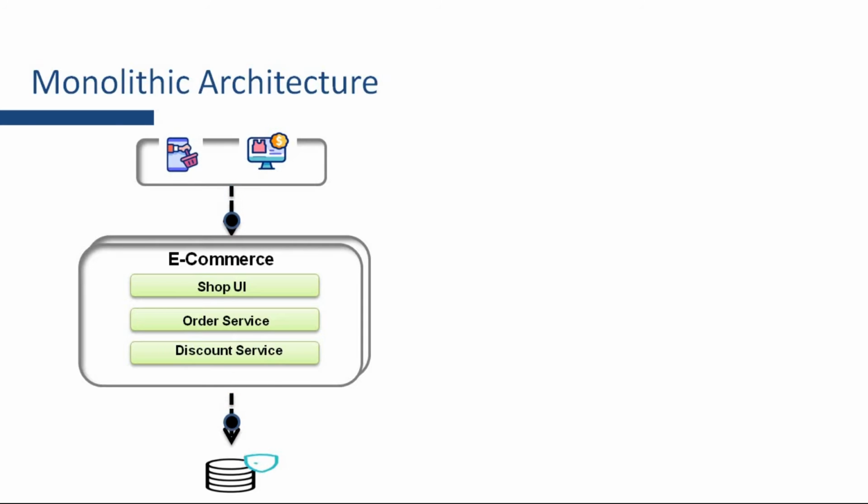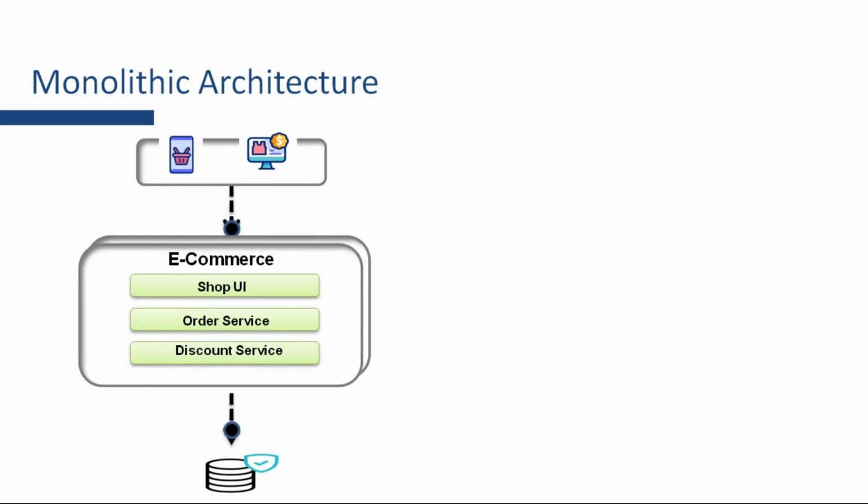In a monolithic application, all the core features are built and deployed as a single unit. In this example, we have an e-commerce application that includes a shop UI, an order service, and a discount service, all bundled together inside one code base. The front end interacts with the single application, which in turn connects to a single shared database. This kind of architecture is simple to develop in the beginning, but as the project grows, it becomes harder to scale, update, and maintain. That's why many modern applications are moving towards microservices.